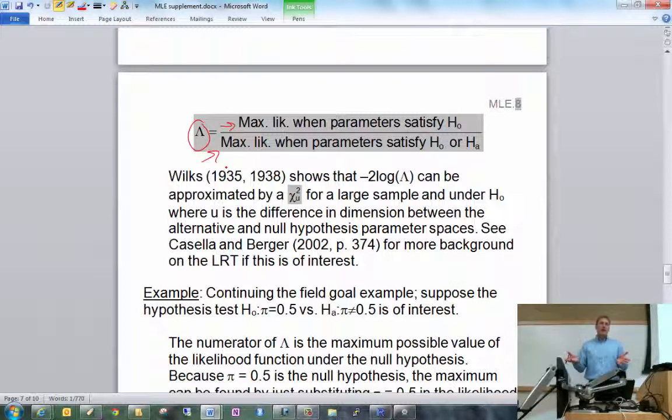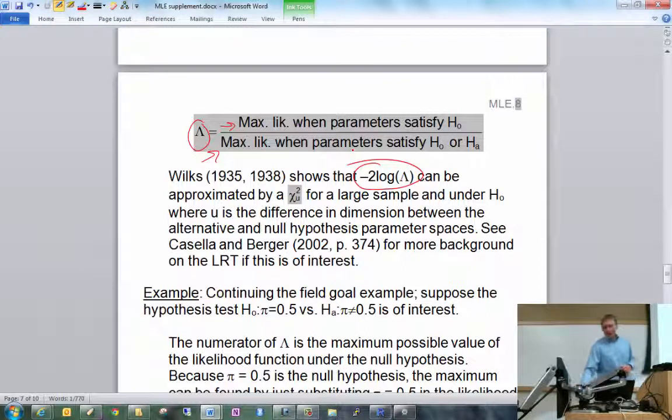And what ends up happening then is the denominator will always be greater than the numerator, because the numerator essentially is a special case of the denominator. And how close that numerator is to the denominator, in other words, how close this lambda is to 1, gives us some important information about the truth of the null hypothesis. Now, a long time ago, it was shown that if I take a little mathematical transformation of lambda, and if H0 was true, then the distribution of negative 2 log lambda is approximately a chi-square distribution, as long as you have a large sample size.